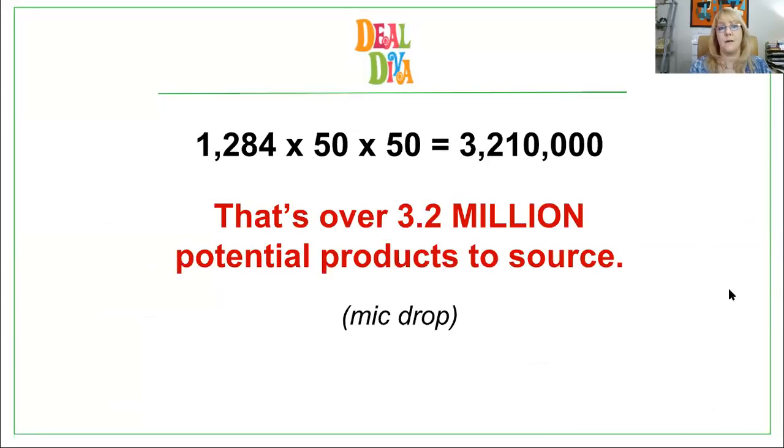Here's what the math looks like. 1,284 trade shows, 50 vendors that have products you can resell, and they each have 50 products. You're looking at over 3.2 million potential products to source.